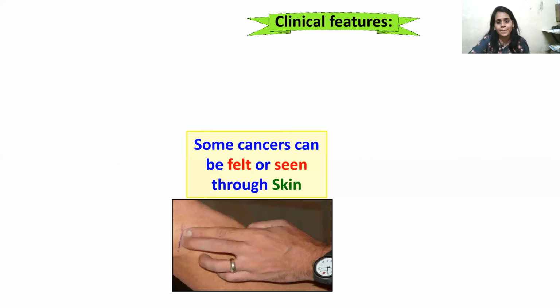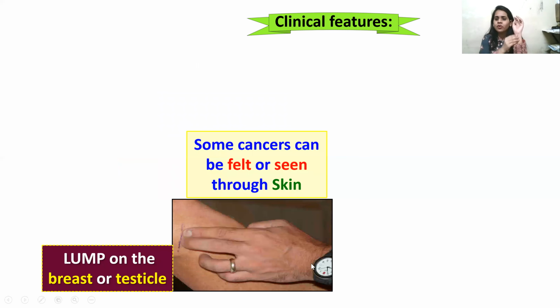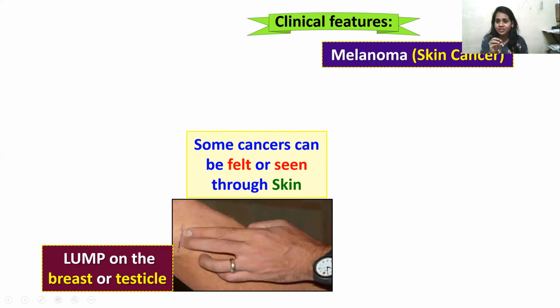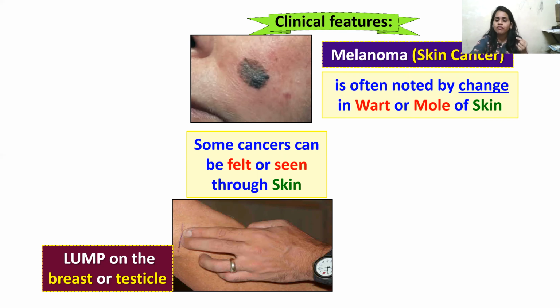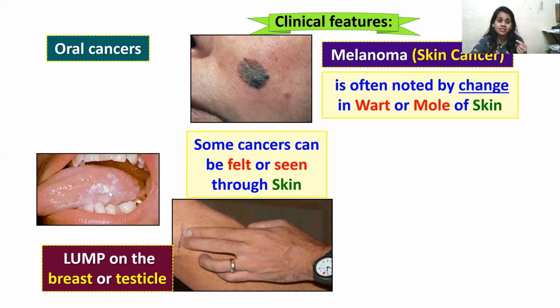So some cancers can be felt or seen through the skin, like a lump. Okay, skin पे अगर lump develop हो जाता है तो वो lipoma भी हो सकता है, but it could be cancer as well. So a lump on the breast or testicle could be something which you can see. So there are certain cancers which you can see. If the person is developing a lump in the throat or a lump in the skin, that could be a cancer. Then melanoma, that is a skin cancer. Okay, तो कोई भी अगर mole में color change है, then it's a cancer. It's often noted by a change in the color or size of a mole on the skin. And oral cancer can also be seen like this. There would be thrush like this. Okay, white spots of thrush on the tongue.